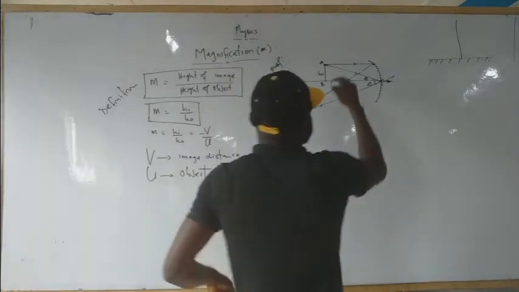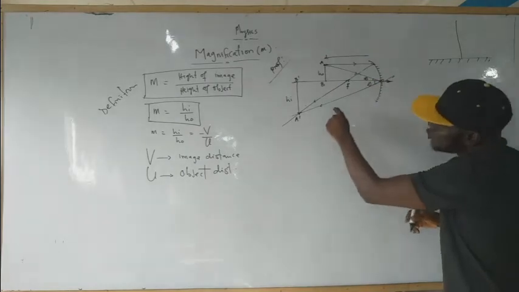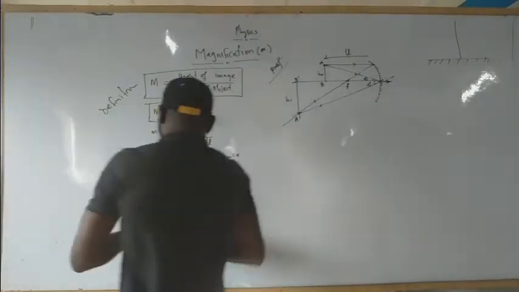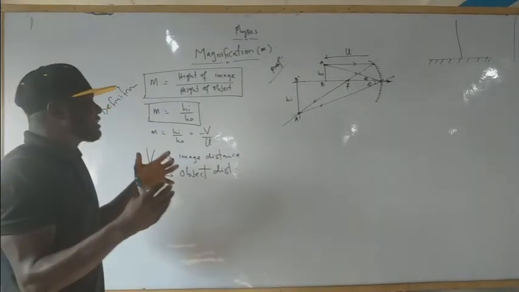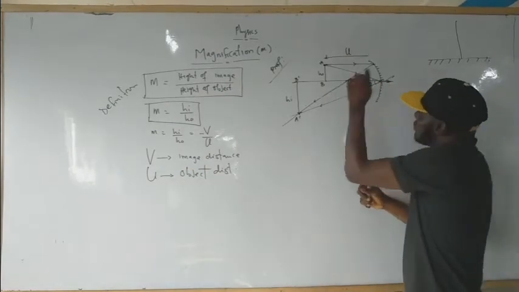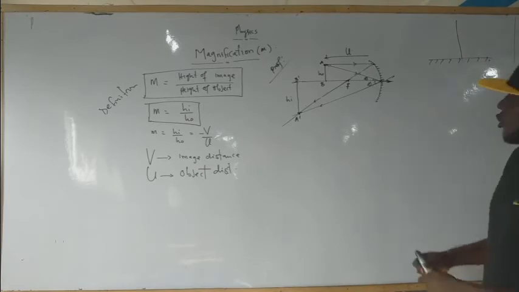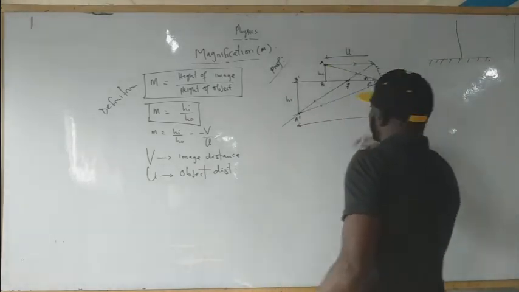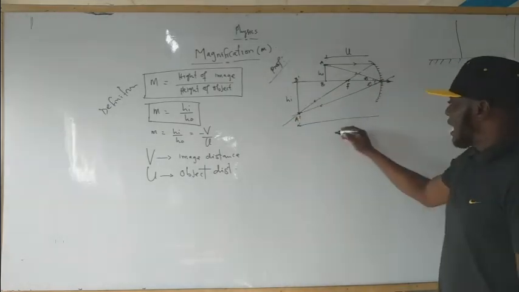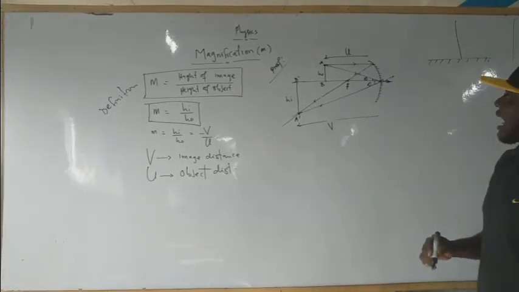We can call the distance from the pole of the mirror down to the object u. Don't forget that we use u to denote the object distance, that is the distance of the object directly from the pole of the mirror. Also, the image distance, the distance of the image formed, is v. That's the image distance, v.